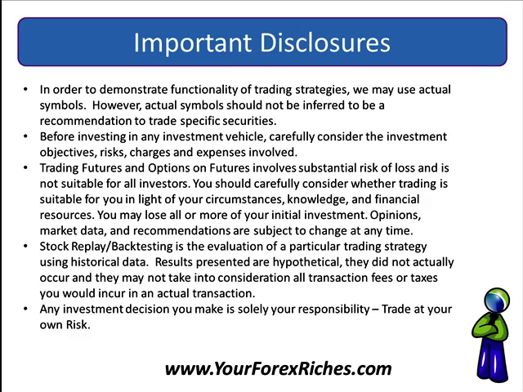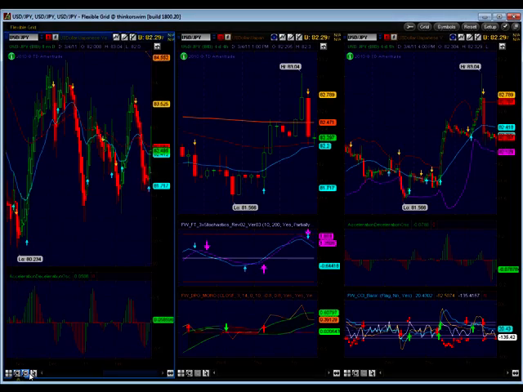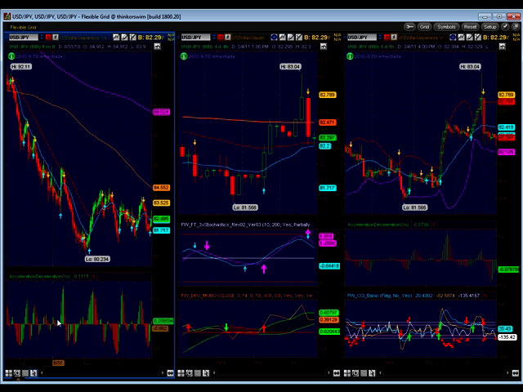Let's pull up the charts. We're going to start off with the dollar-yen currency pair. We can see on the daily chart an obvious downtrend. We can also see a couple of failures at the 50 moving average, and now it appears that we're trying to make our way up here to the 200 moving average.